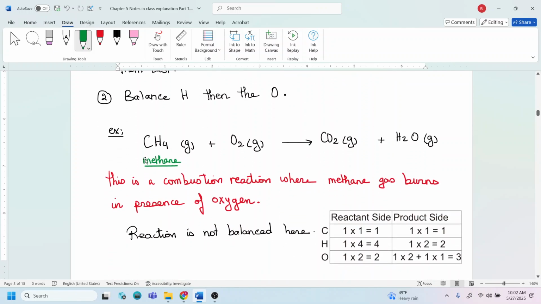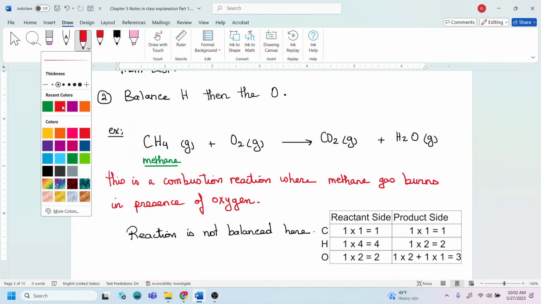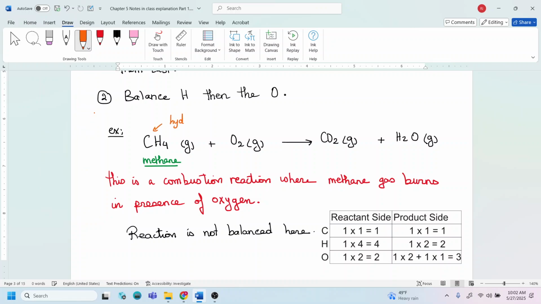Let's have an example. In this one, I'm starting with methane. What is methane? Methane is a hydrocarbon. Hydro stands for hydrogen and carbon stands for carbon, so it's a compound made up of hydrogens and carbon. We call it a hydrocarbon. I call this a chemical reaction because I'm starting with reactants and I'm ending up with different products.